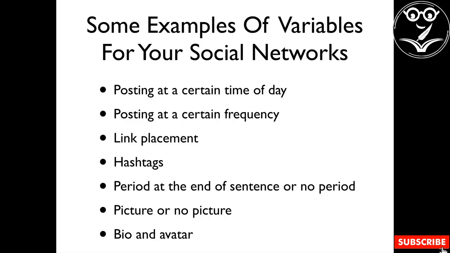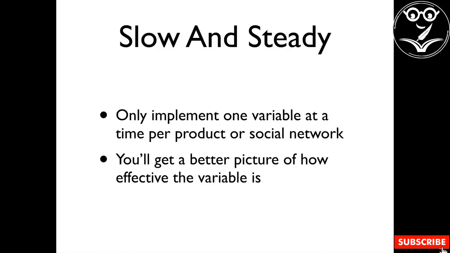So these are just some examples of different variables you can test on your social network, so you can see which methods are leading to more engagement, more followers, more people clicking your links, and more people sharing your content with their audiences. So when you are implementing different variables and you want to see which ones are leading to the best results, it is very important to be slow and steady with the process. You only want to implement one new variable at a time per product or social network.